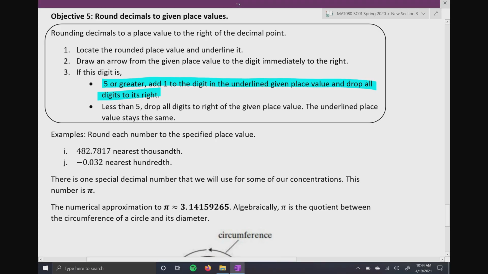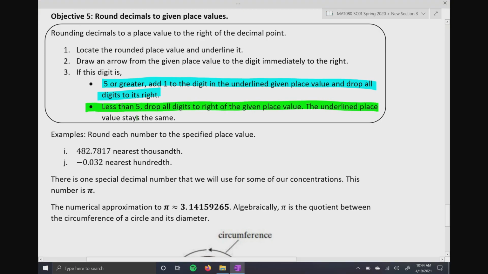If that number is less than 5, the underlined place value stays the same. You drop all the digits to the right.